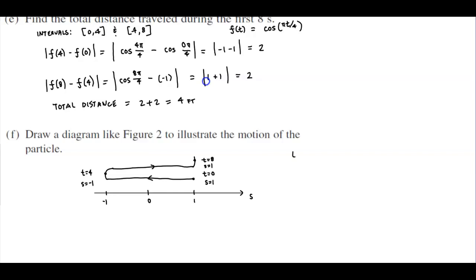So what happens when t is equal to 10? Let's just see what happens from there. If we let t is equal to 10, and then we plug it into the position function, we get the cosine of 10 pi over 4, which is equal to 0. So that means now it ends up going back to the position of 0 here. So when t was equal to 10, we saw that the position was heading back to 0.